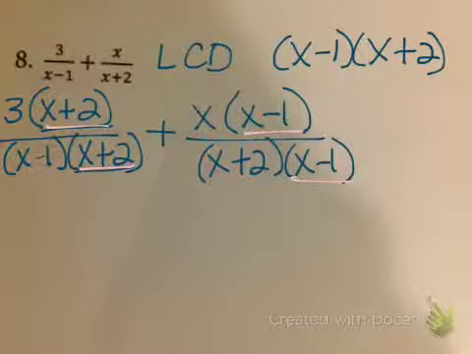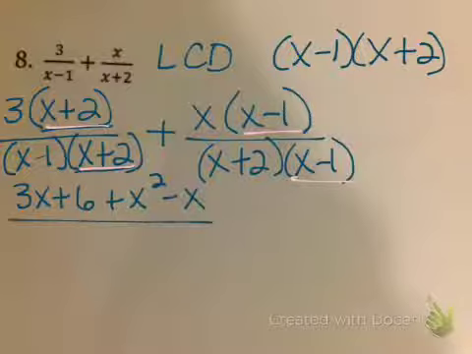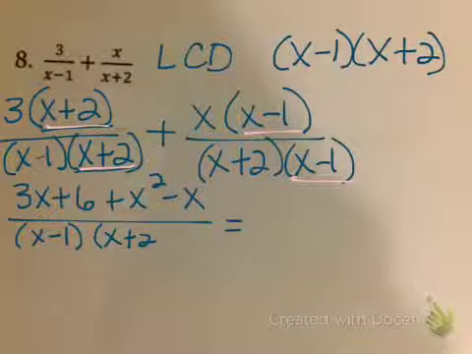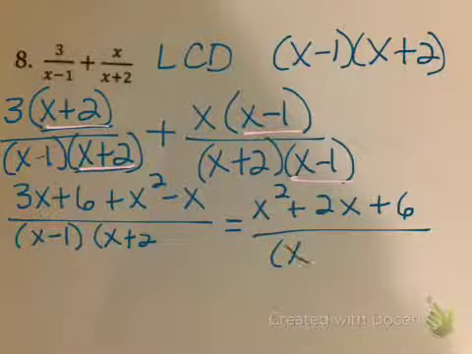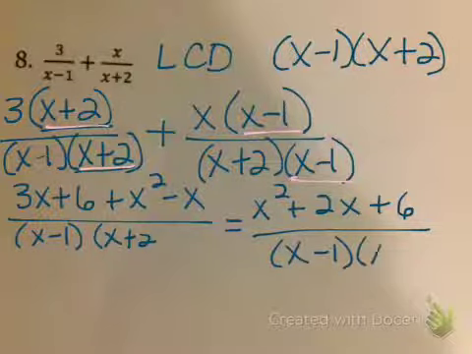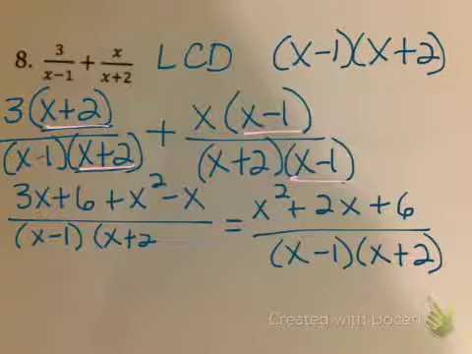second fraction. Now I can actually combine the numerators, so I'd have 3x plus 6 plus x squared minus x over the common denominator of x minus 1, x plus 2. Now I want to simplify, so the numerator becomes x squared plus 2x plus 6 over x minus 1 times x plus 2.